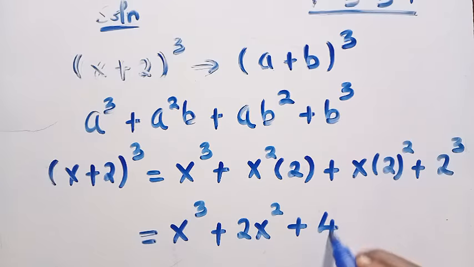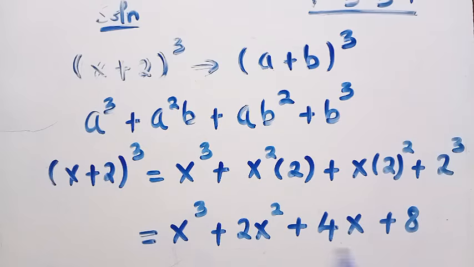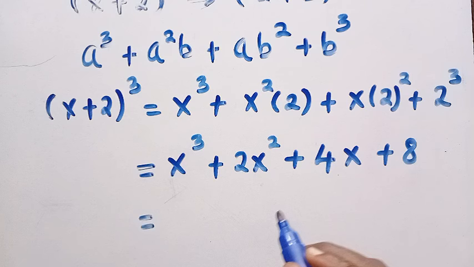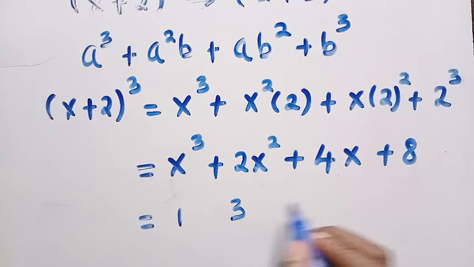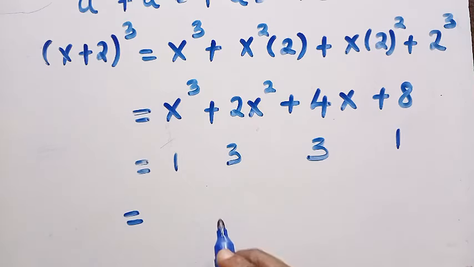Then 4 times x, this is 4x, plus 2 raised to the power 3, that gives us 8. So we shouldn't bother ourselves that we have not gotten x cubed plus 6x squared plus 12x. It's very simple by just introducing their coefficients. The coefficients we have are 1, 3, 3, 1.